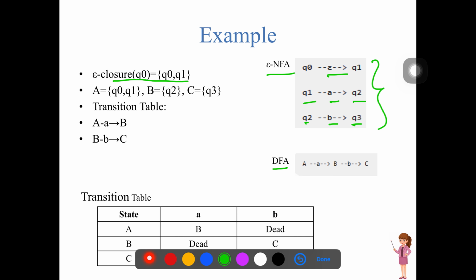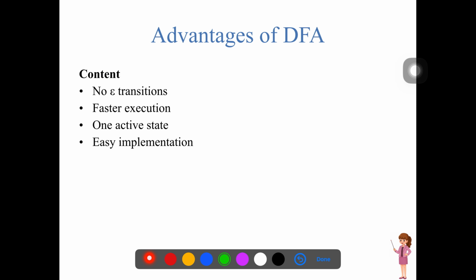You can see the transition table. From A, on small a, the transition goes to B. From B, on small a, we don't have any transition. For B, on small b, the transition goes to C. For C, we don't have any transition, so it is a dead state. I hope you guys understood. Let's move on to the next slide.